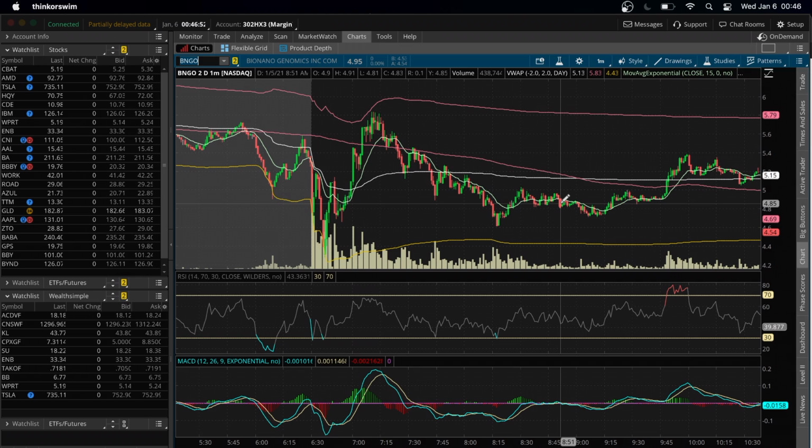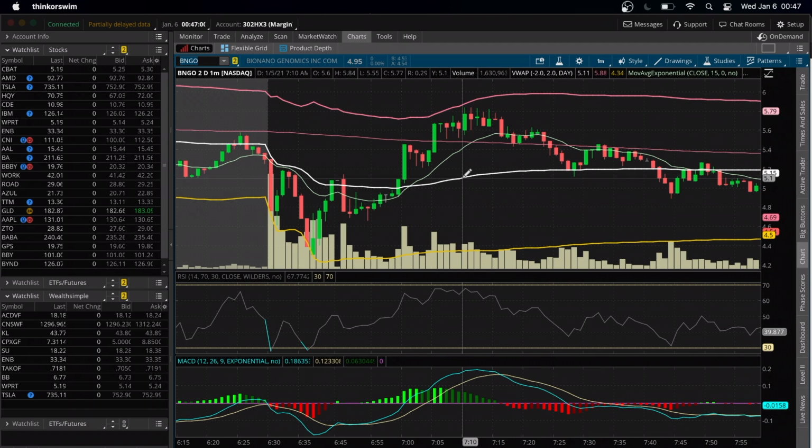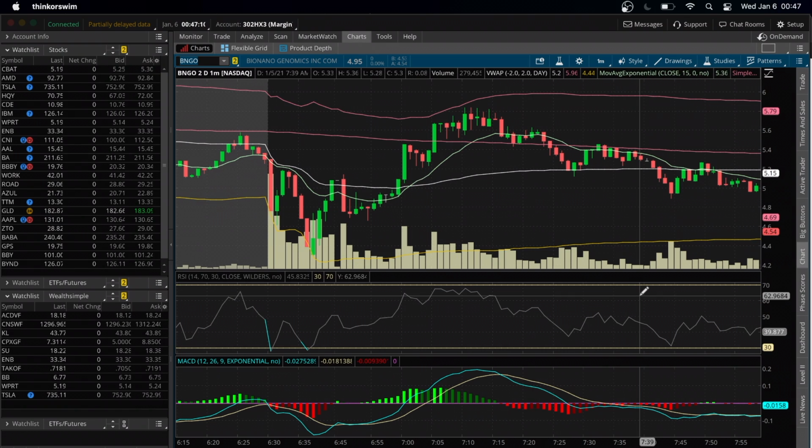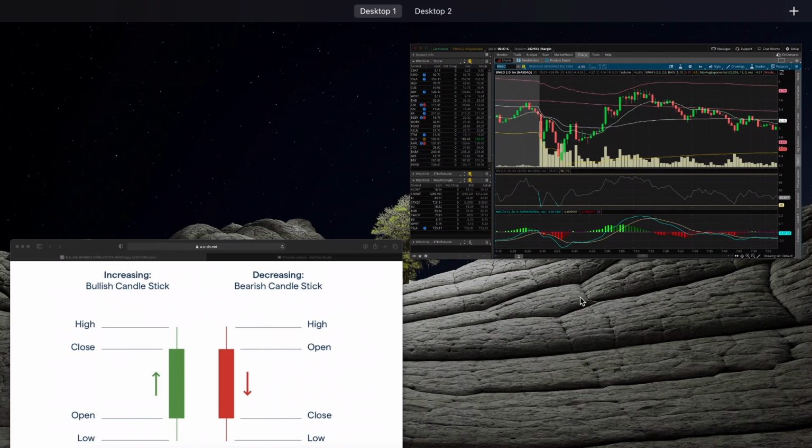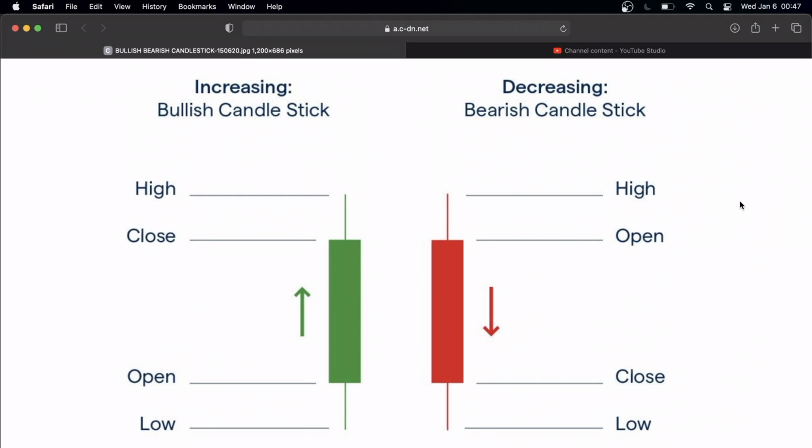This ticker is BNGO. It was very volatile today, so it's a nice example for us to look at. Let's zoom in here a little bit. What does the green and what does the red mean? What does each one of these tails indicate? To start things off, this here makes it a little bit easier.